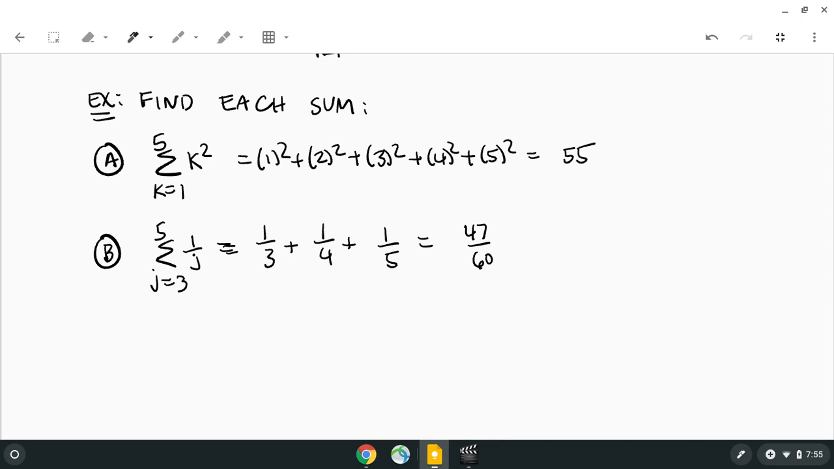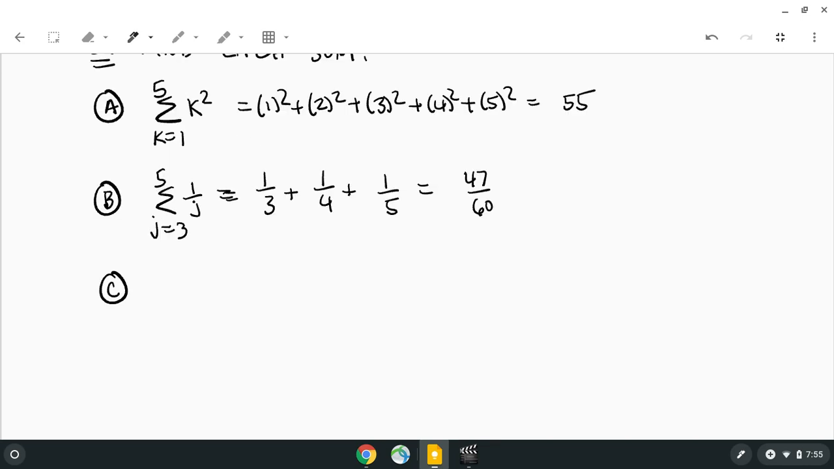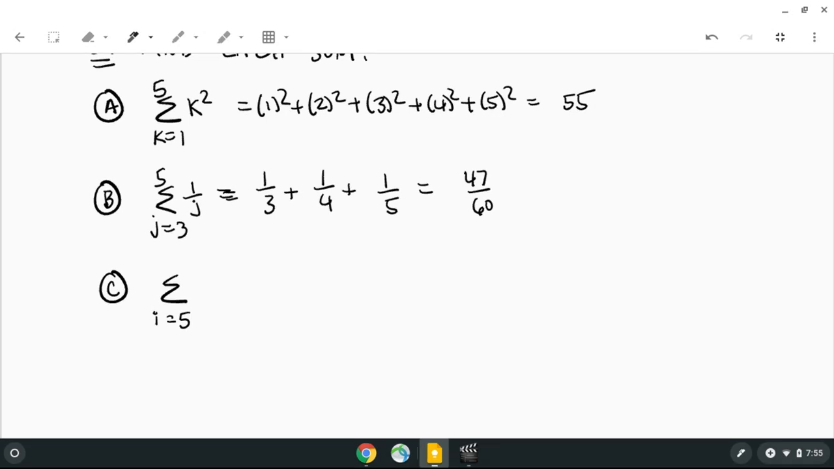Let's try this one. Letter C. Find the sum, and let's start with the fifth term. So i equals 5, and let's go all the way up to the 10th term. So that's 6 terms. And let's suppose that the formula is just i.